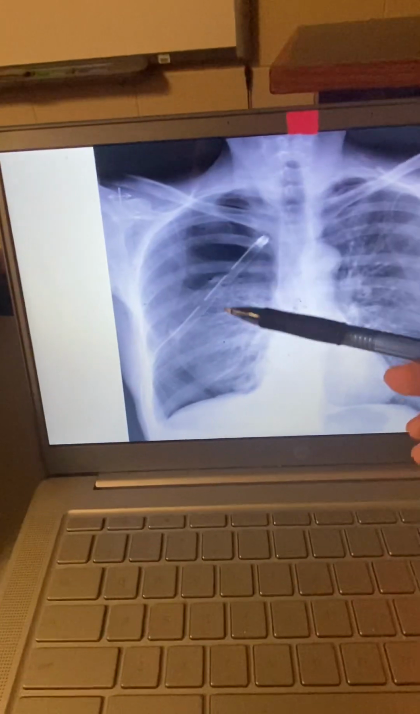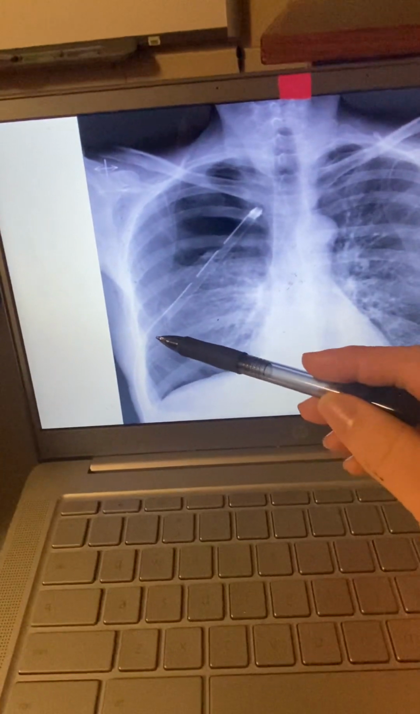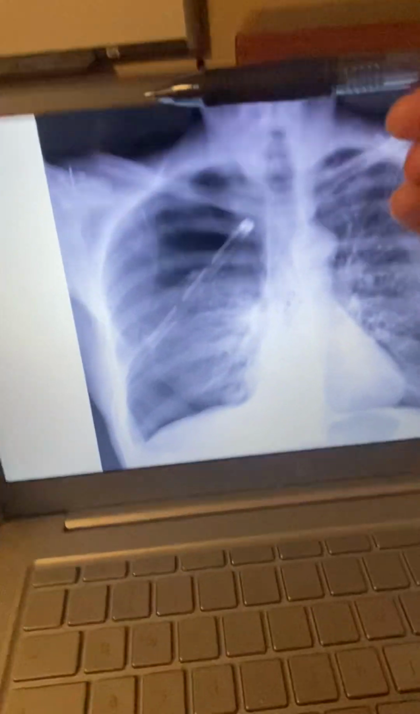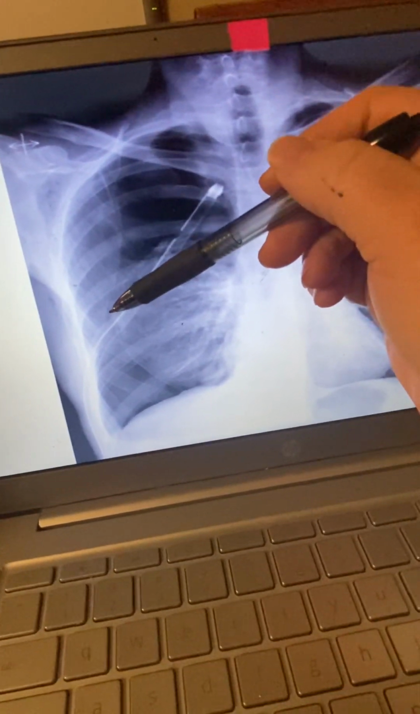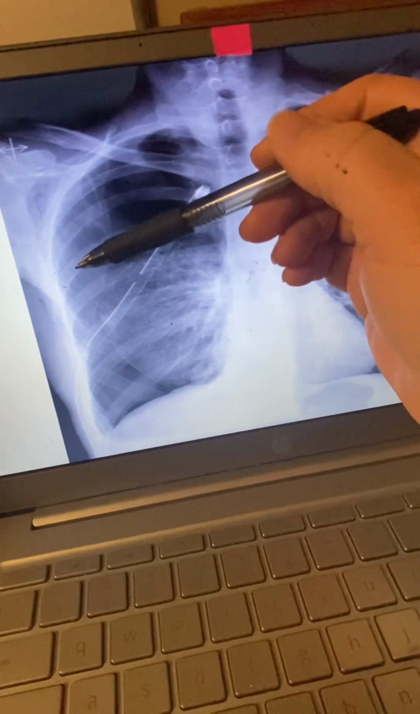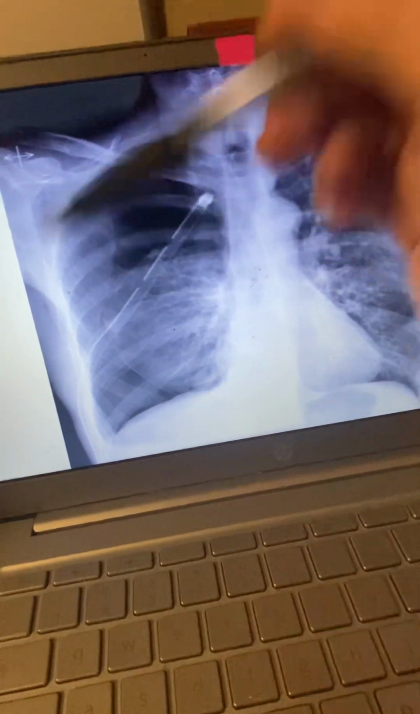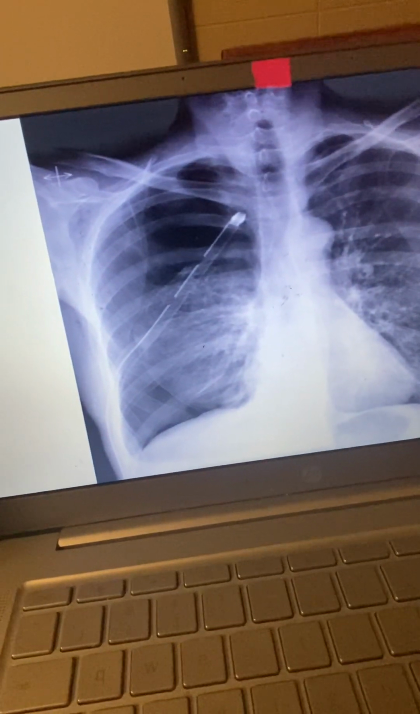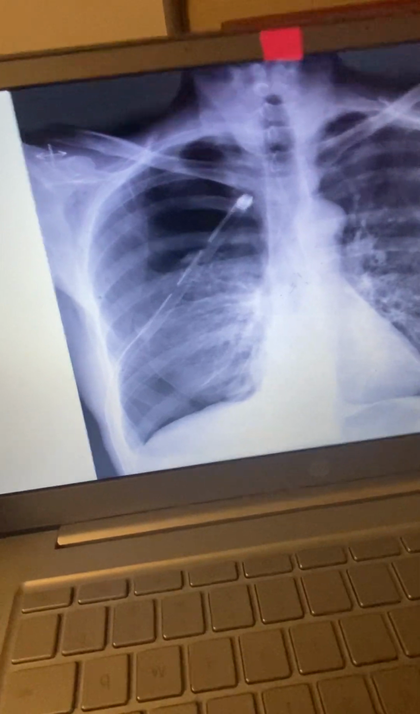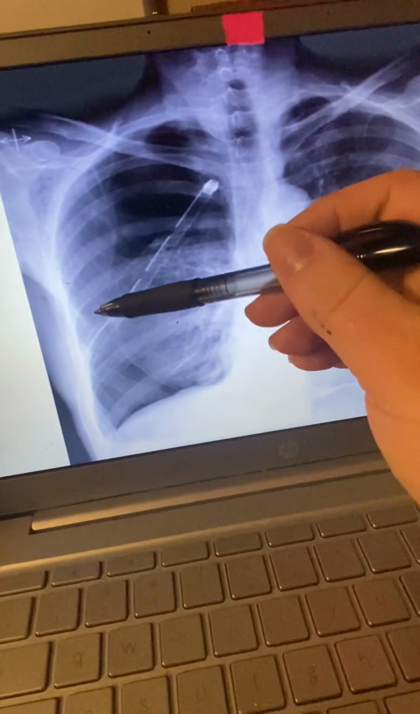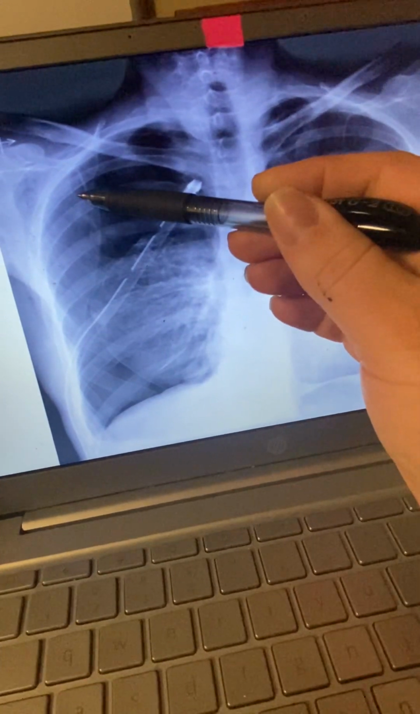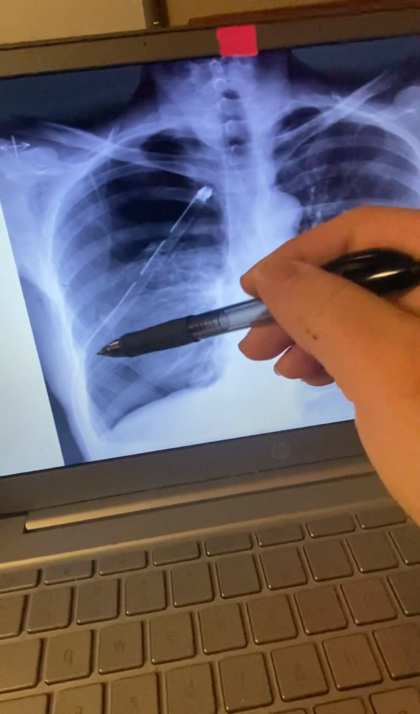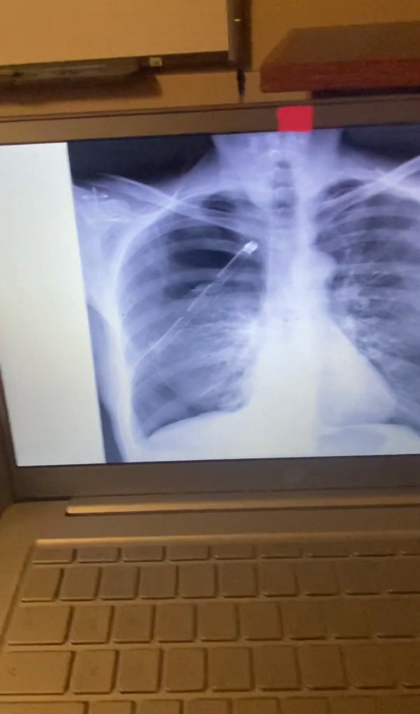On this one, I have a chest tube in place, and it is between the 5th intercostal space. So 1, 2, 3, 4, or excuse me, 1, 2, 3, 4, 5. So you can see that it is between that 5th intercostal space. Did I count that right? 1, 2, 3, 4, 5. Yeah, so this is the 5th intercostal. So starting from here, 1, 2, 3, 4, 5. Sorry. Okay, so I'll make sure I got it right.